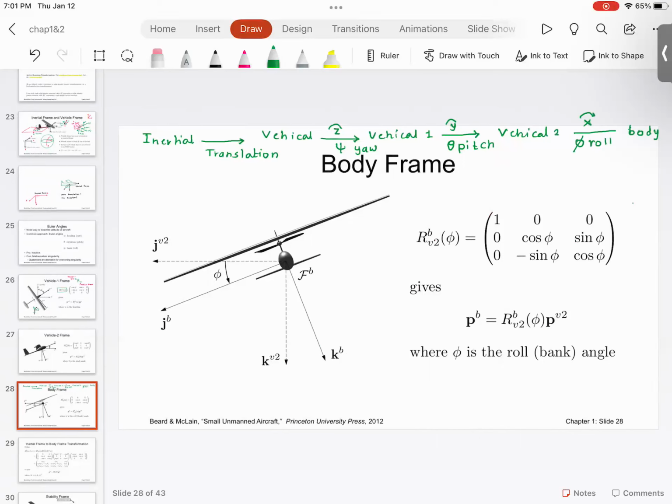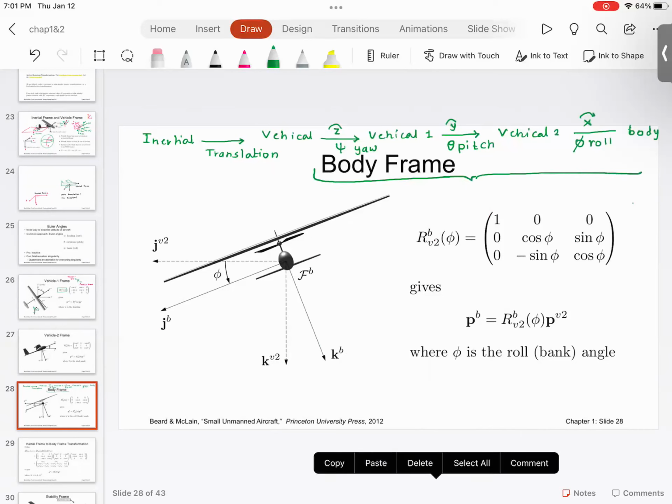Now, if you want to understand the similarity, this whole thing is nothing but a spherical wrist.